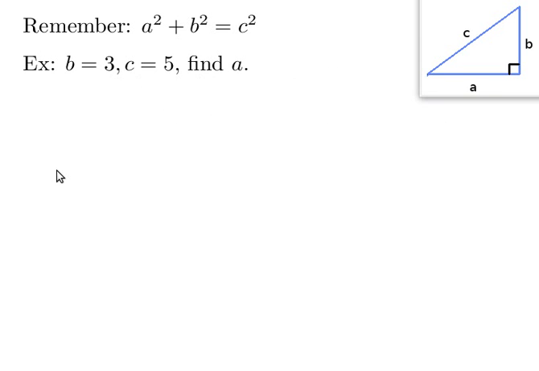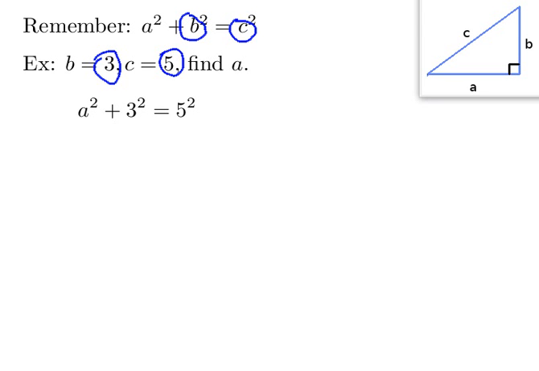So to fix that, we're going to put everything that we know into the equation. We don't know what a is, so we're just going to put a squared for a. Then we do know what b is, so we can put 3 in for b. So it's a squared plus 3 squared equals, and we do know what c is. It's 5, so equals 5 squared.